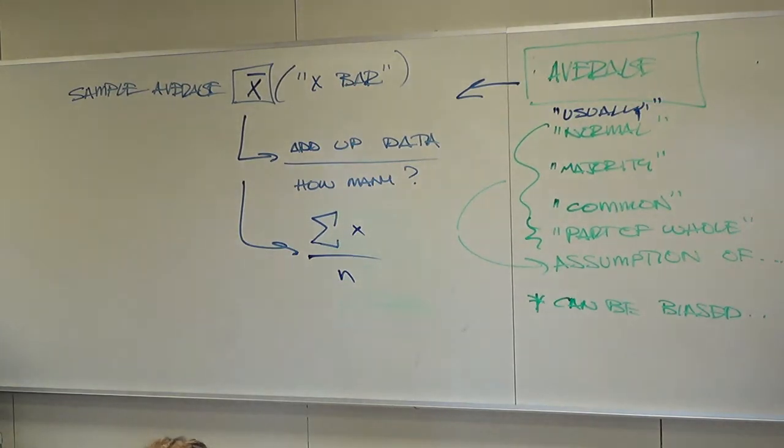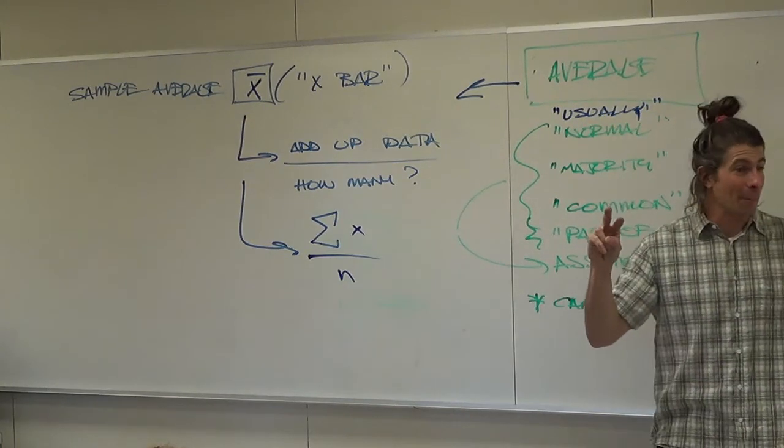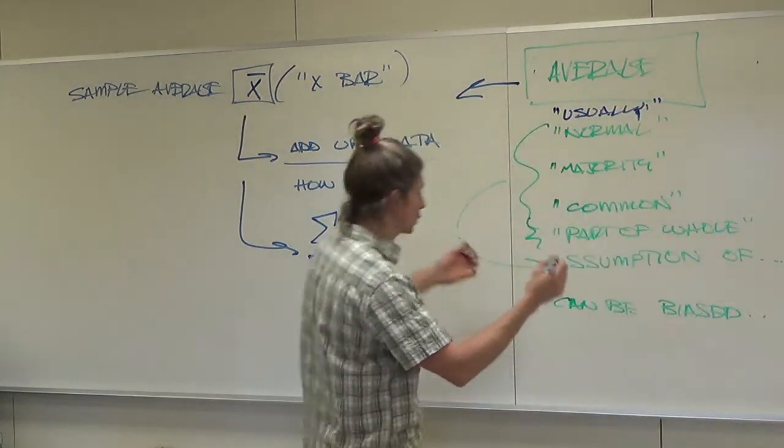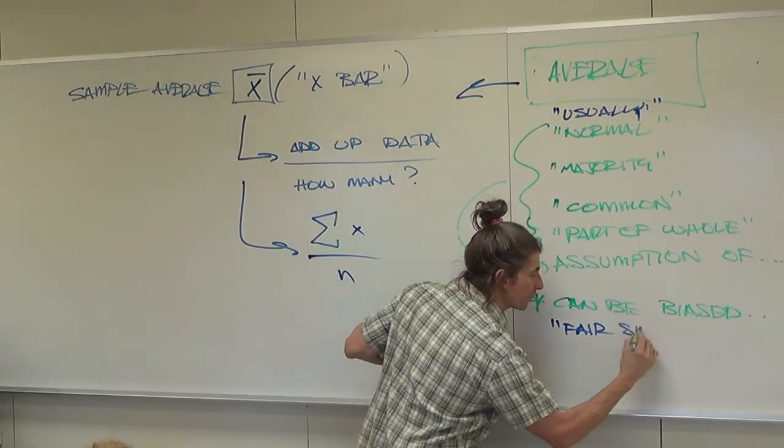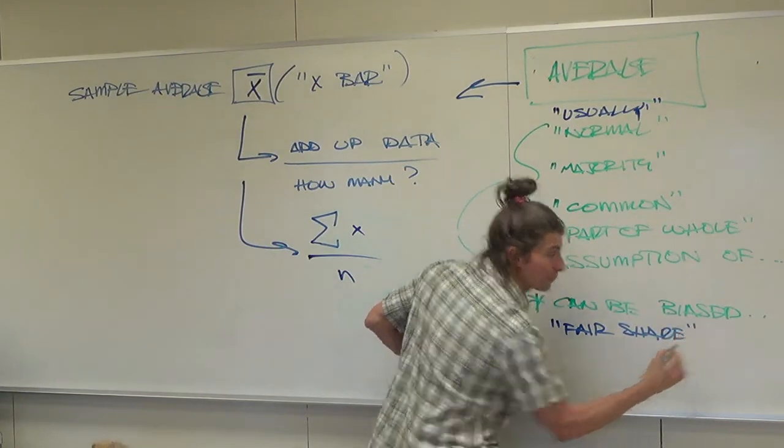Evenly distributing the data. Evenly distributing the total. That's exactly what an average does. Some people call it a fair share measure, and I love that idea, the fair share. I mean, that's really what it is. It's a fair share. Now, it depends on how you define fair.